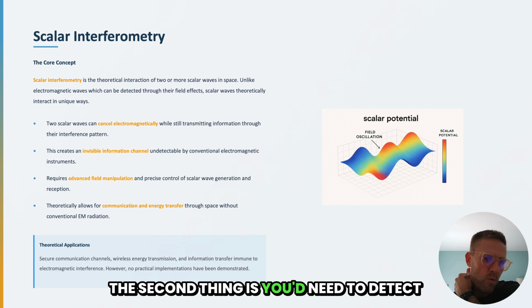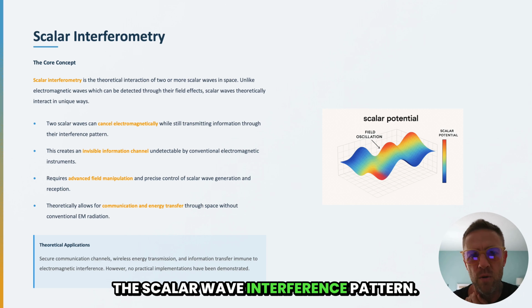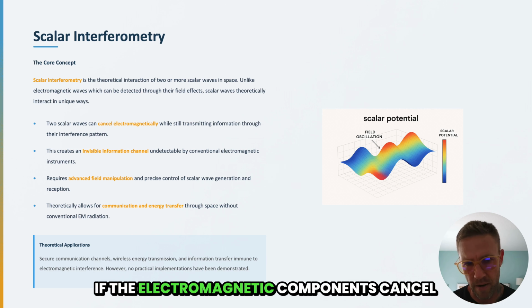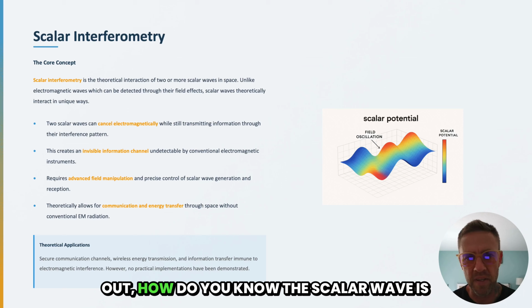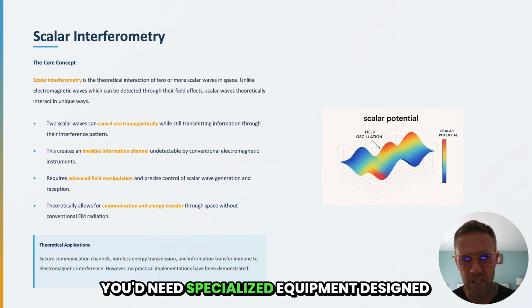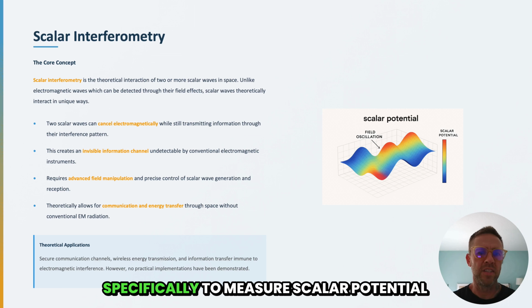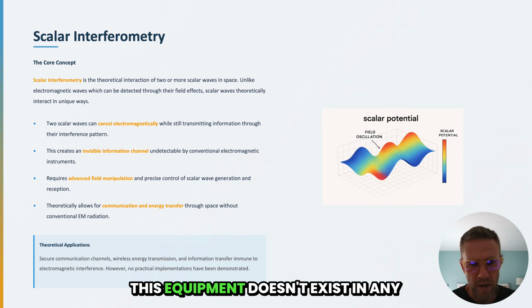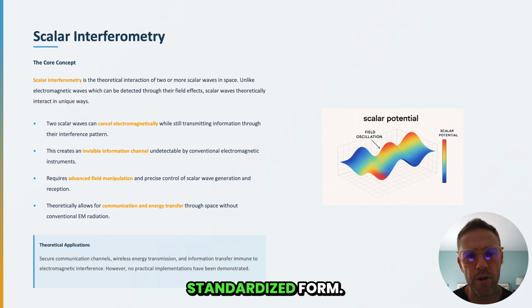The second thing is you'd need to detect the scalar wave interference pattern. If the electromagnetic components cancel out, how do you know the scalar wave is there? You'd need specialized equipment designed specifically to measure scalar potential oscillations. This equipment doesn't exist in any standardized form, right now anyways.